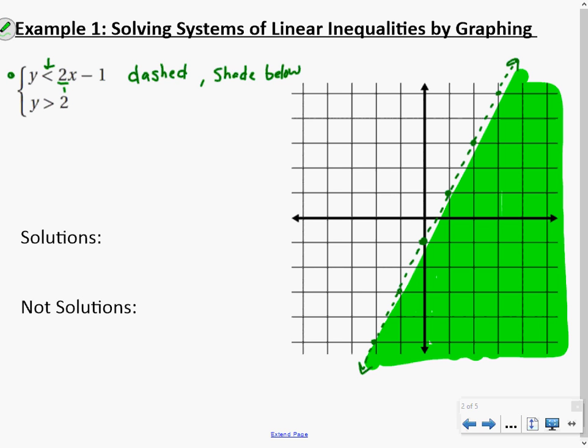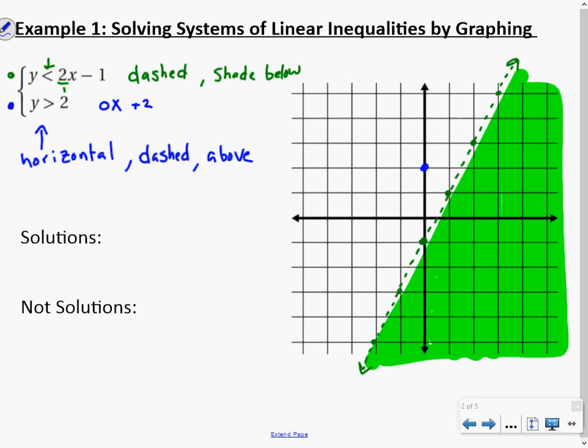We need to graph the second inequality before we can find the solutions to this system as a whole. So our second inequality here, I'm going to do this in blue, is y is greater than 2. Okay, anytime it's just y equals a number, you can think of this as having a slope of 0. Okay, a slope of 0 means it would be 0x plus 2. The point here is that this is going to be a horizontal line. It's going to be dashed because it's greater than. And we're going to shade above because of that greater than symbol. Okay, so a horizontal line at 2.